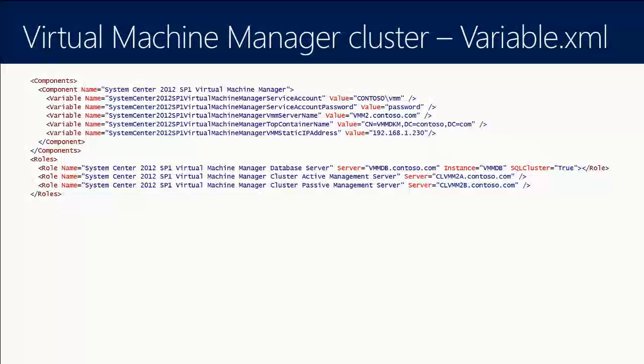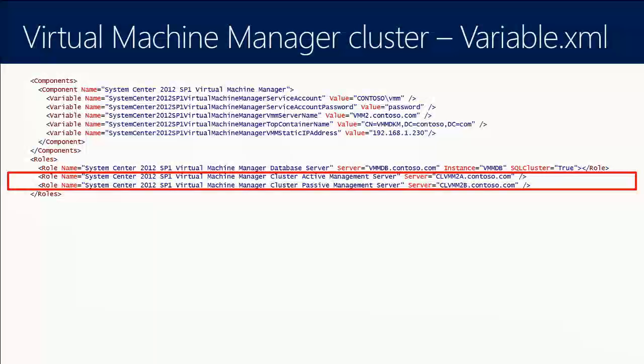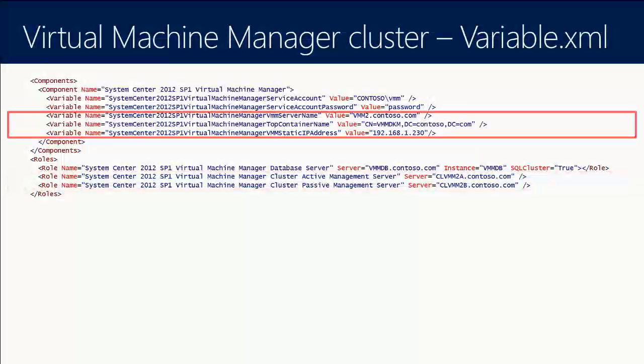A VMM cluster, instead of doing a virtual machine manager management server, I'm doing cluster active and cluster passive management servers. So it'll know to do the active one first, obviously using dependencies. I also have to tell it what I want the cluster name to be and what the AD container is. You have to create that AD container first. That's actually one thing we still don't validate. The AD container has to exist and has to have the right permissions for the VMM service account.